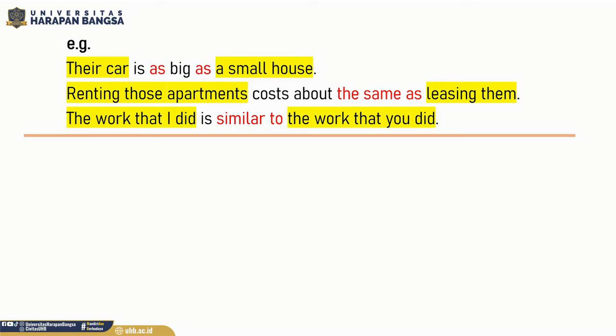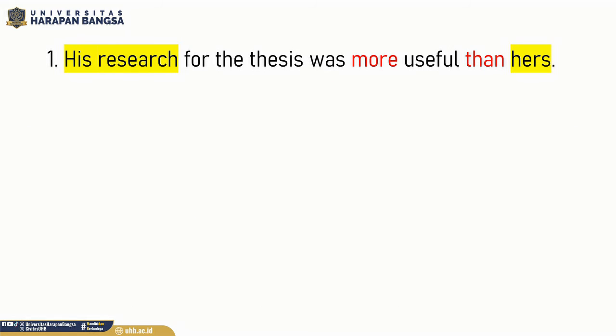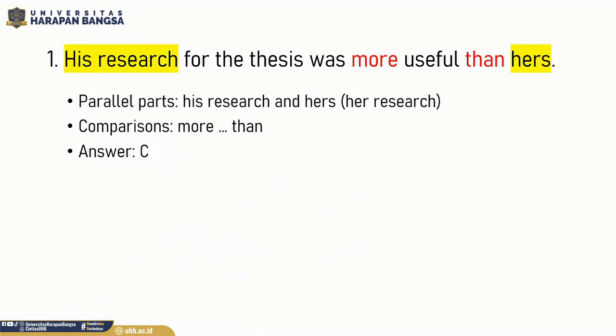Okay, so now let's go to the exercise. Find the words that have parallel parts and the comparison. Then indicate if each sentence is correct or incorrect. Now let's discuss it together. Start from number 1. His research for the thesis was more useful than hers. So, the parallel parts are his research and hers. Hers means her research, and the comparison is "more than". So the answer for number 1 is correct.